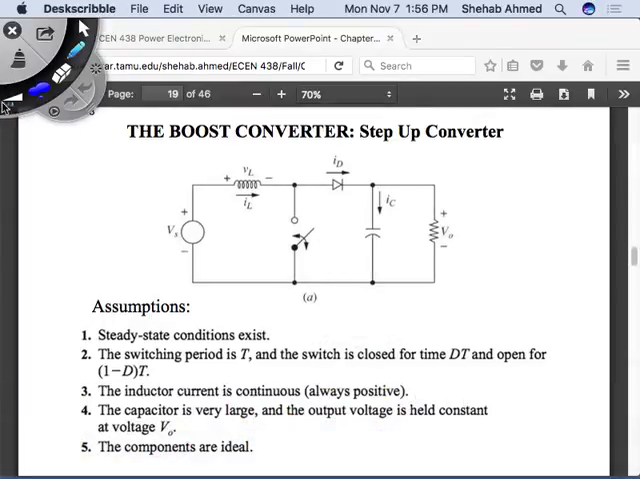So I will have some inductor current. This inductor current is coming through here, and then its average value will be divided between this and this. So let's assume this has an average value of IL for now. What is the average value of switch current?